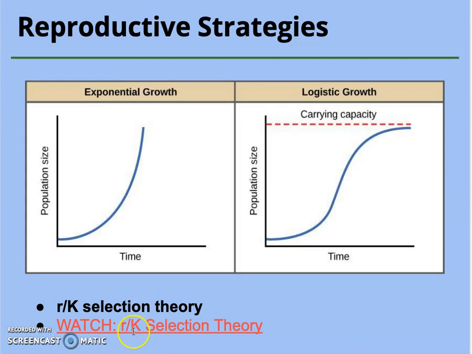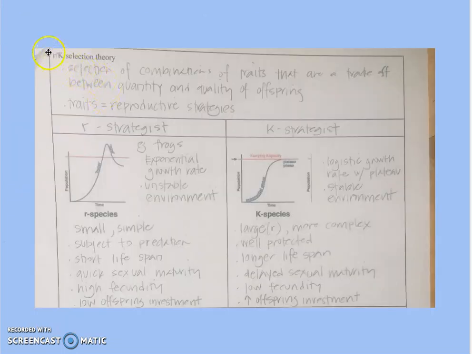I think this is Paul Anderson talking about it in the Bozeman videos. You can watch that video if you want to. It's called the r/K selection theory because r refers to growth rate in our population growth equations that we'll talk about tomorrow in class. And then the K refers, as you recall from the previous video, to carrying capacity.